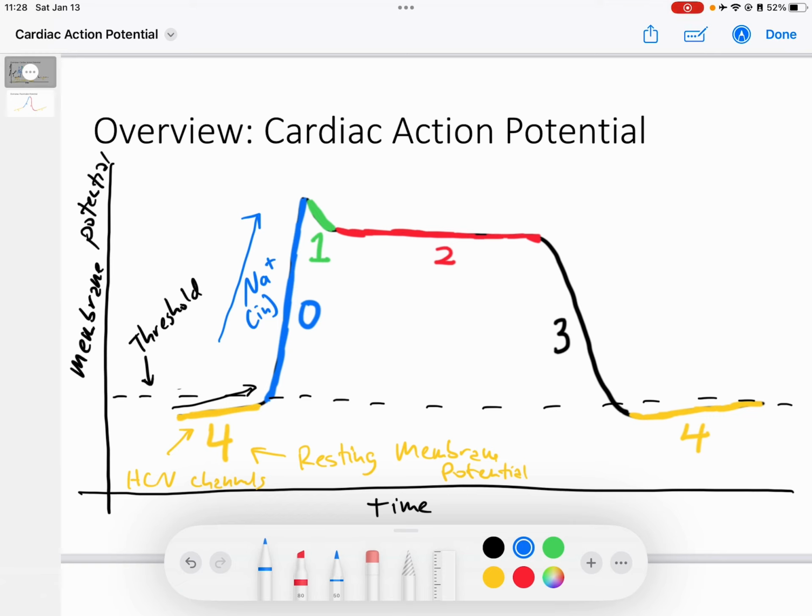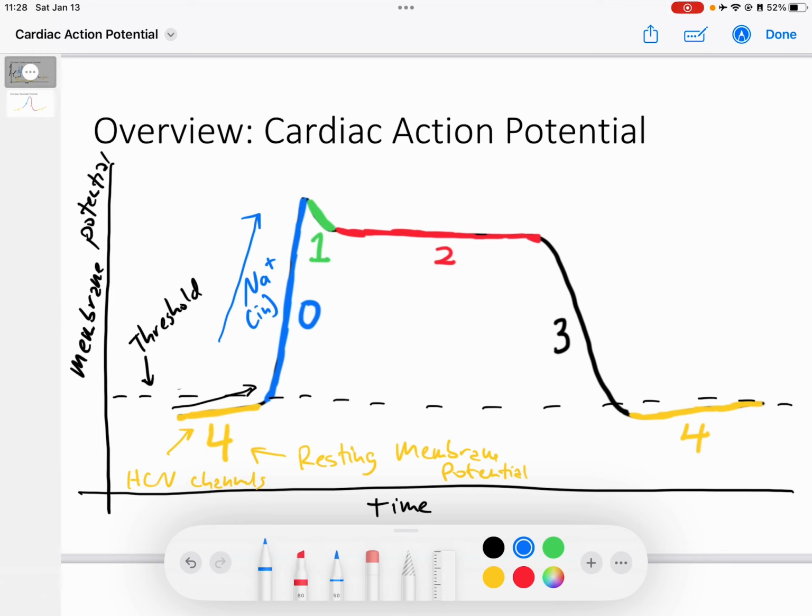Now, as the membrane potential changes, all of these voltage-gated channels that are also sitting on the membrane are also going to start to adapt and change, and that's going to allow for the turning on of our cardiac cells. So phase 0 is that upstroke in the action potential, and that is defined as sodium rushing into the cell once we hit the threshold potential.